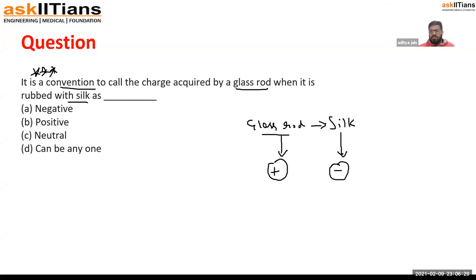We already saw that in the rubbing process, equal and unlike charges get introduced on bodies. So in the case of a glass rod and silk, it is a convention that the glass rod will get positive charge and the silk cloth will get negative charge. So what is the charge acquired by a glass rod when it is rubbed with silk? The glass rod will acquire a positive charge by convention. Clear? Thumbs up.